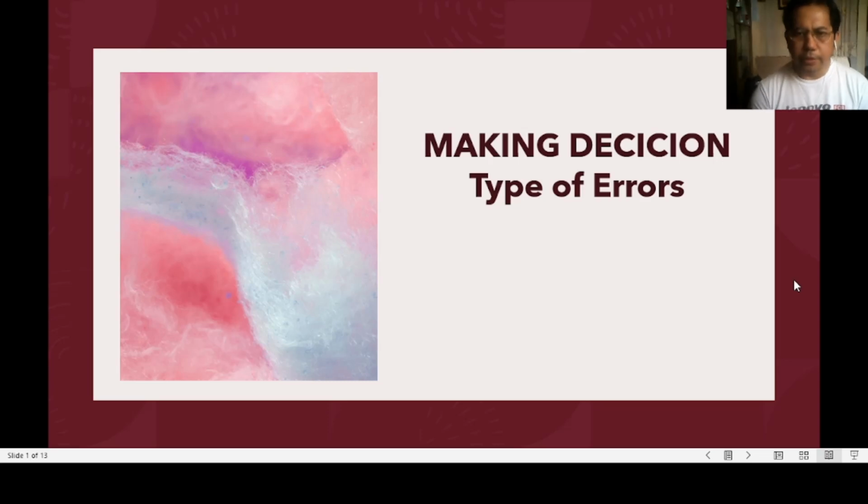Our focus today is the continuation of what we discussed last time regarding hypothesis testing. In the process of hypothesis testing, we have four steps, and the number four step, the last step, is making a decision.